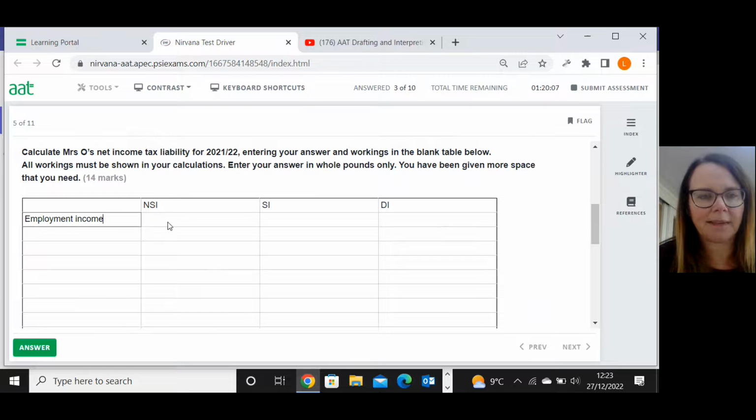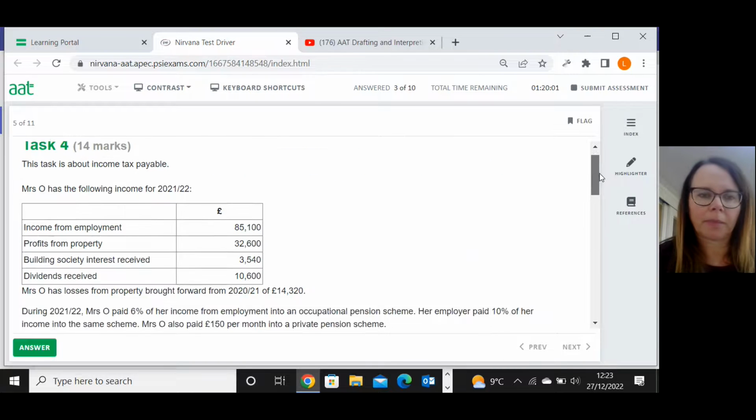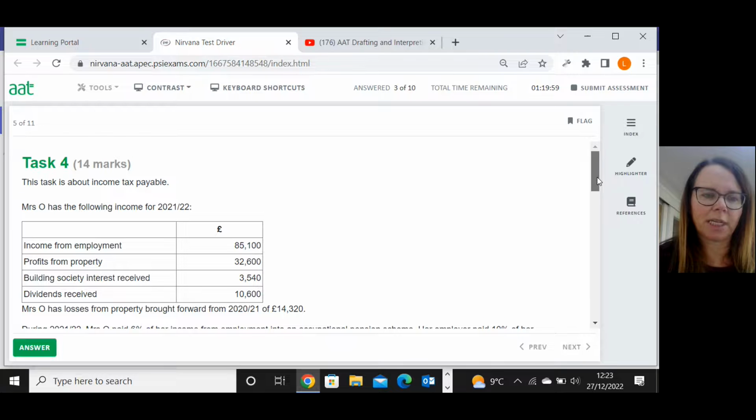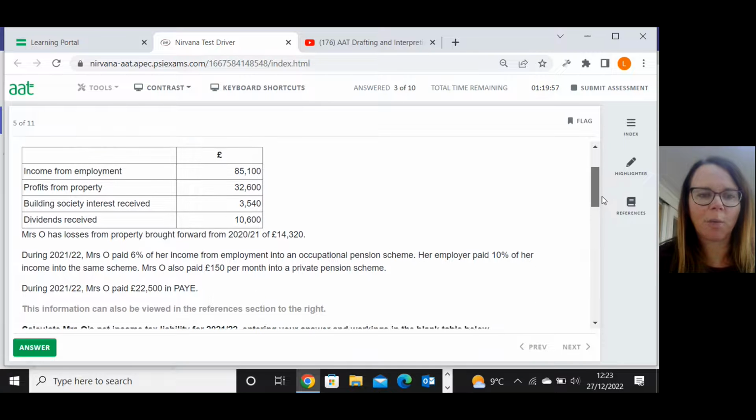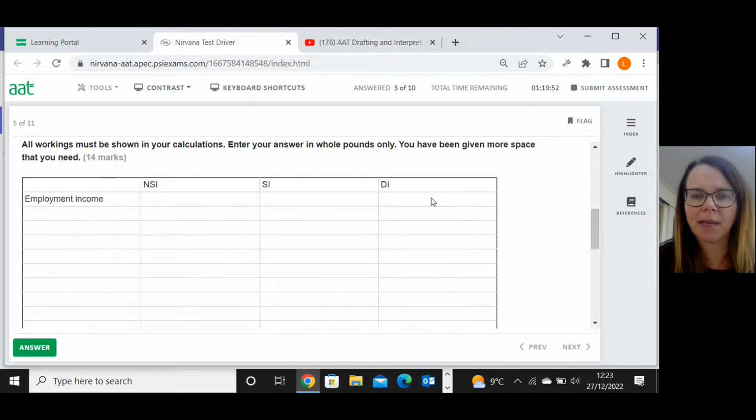I would be calculating what my employment income is. So 85,100, take away that 6% from the occupational pension scheme. Actually, I'm going to go straight to showing you how to do it on the screen. I think it's going to be easier.